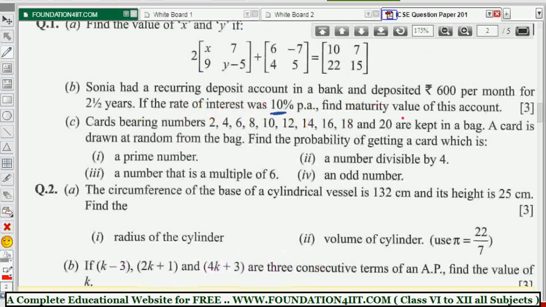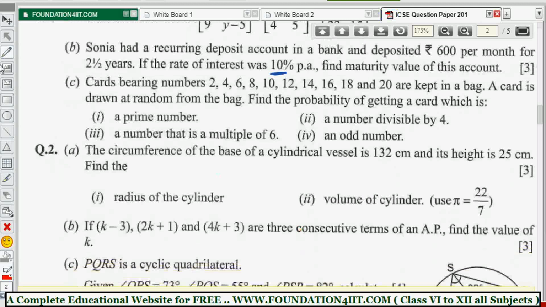Now, okay, next question is from probability, question number 1C. Cards bearing numbers 2, 4, 6, 8, 10, 12, 14, 16, 18 and 20 are kept in a bag. So these are all even numbers, you observe. A card is drawn at random from the bag. Find the probability of getting the card that is either a prime number, divisible by 4, a multiple of 6, or an odd number. So 4 questions.